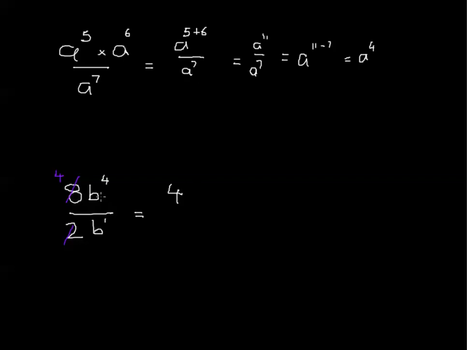Now with this next one here, again, we've got b to the power of 4. And now when we're dividing b to the power of 4 over b to the power of 1, remember you minus it. So instead of being 4, it's actually 4 take 1, which gives us to the power of 3. So this one here becomes 4b to the power of 3. And that's it. We've completely cancelled out all of the numbers and letters on the bottom here.